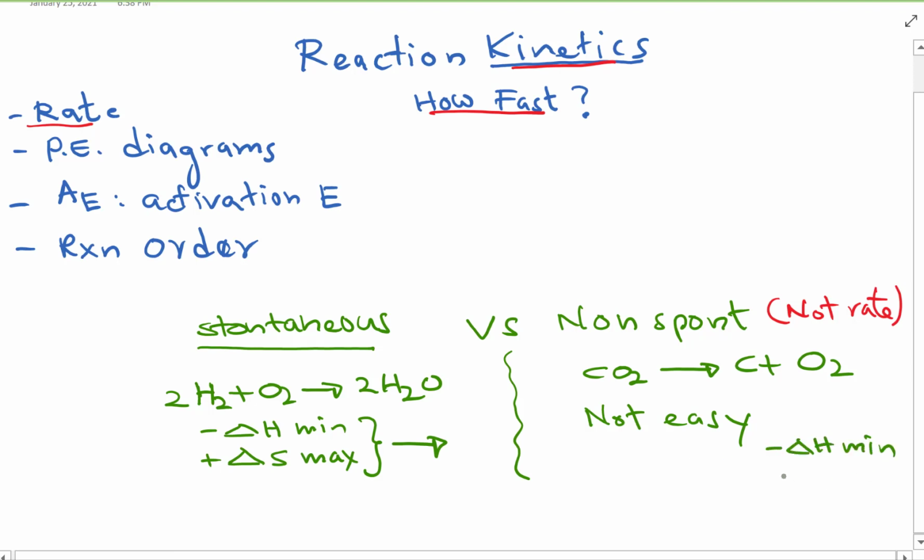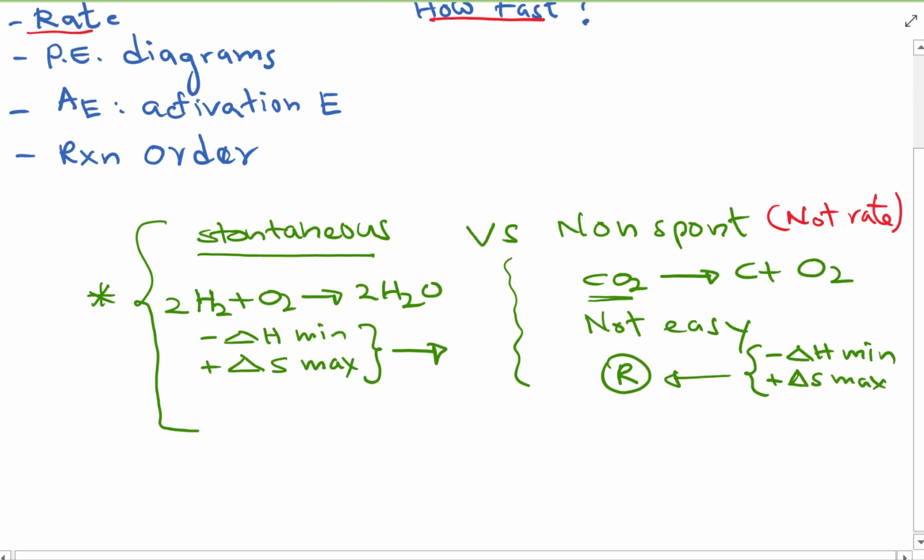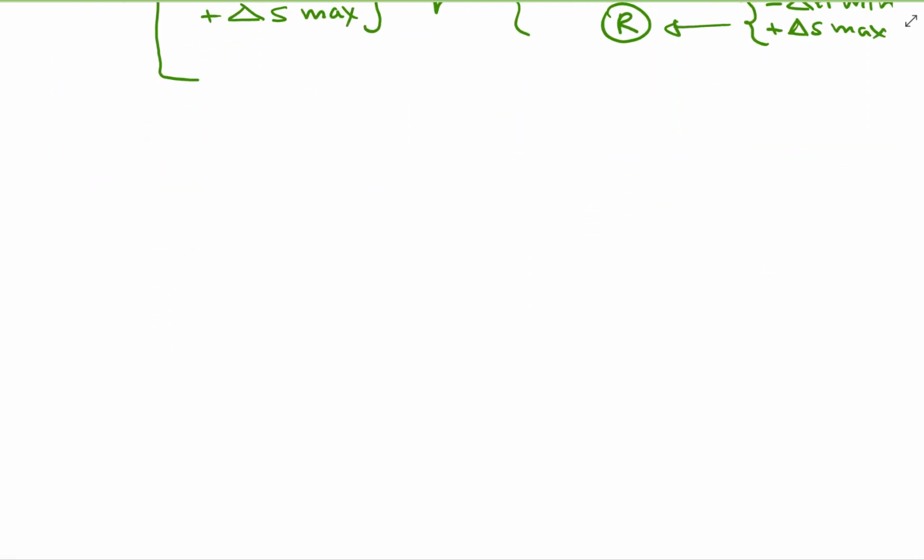Otherwise we could put a catalyst at the end of the muffler in the car, and then perhaps get rid of all the CO2. That's not going to work, right? So that's something to do with the spontaneity. Let's not mix those two, okay?